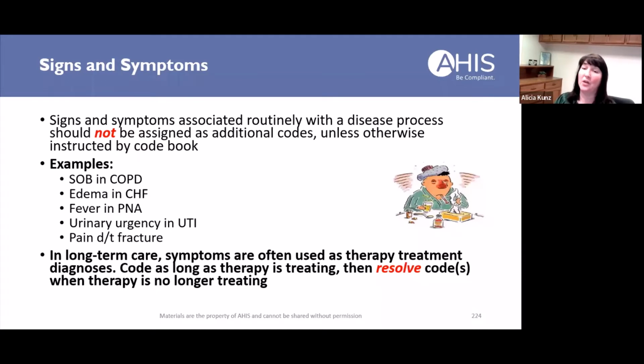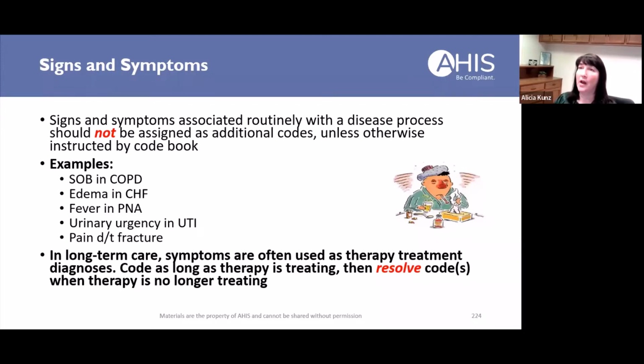So if you have somebody who has CHF, they're going to have edema in their legs almost invariably. So we don't code that edema. We just would code the congestive heart failure. Same thing with shortness of breath with people who have COPD, fever with pneumonia, urinary urgency and UTI, etc. Pain with fracture, we don't code those.